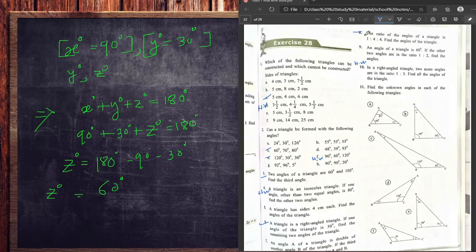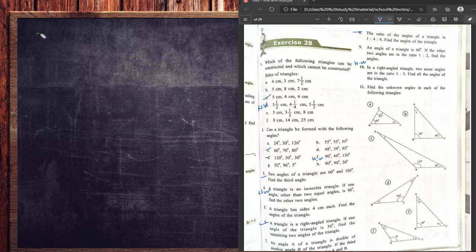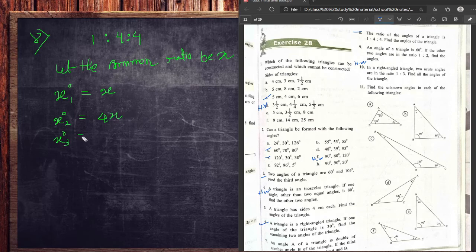Coming to one ratio sum, that is number 8. In number 8, the angles of the triangle are given in ratio. The ratio is 1:4:4. So let the common ratio be x, always write it. That means the first angle, say x1 degree, is equal to x. The second angle x2 degree is 4x. And the third one will also be 4x.